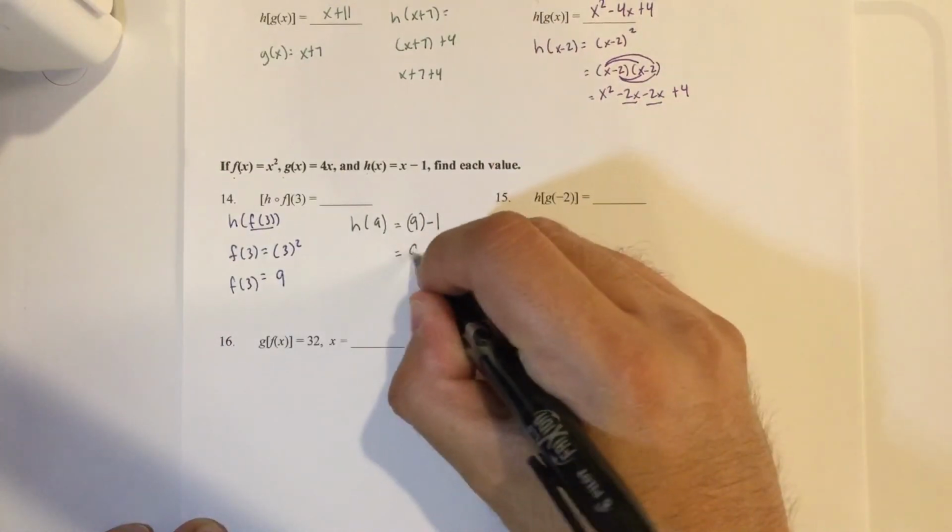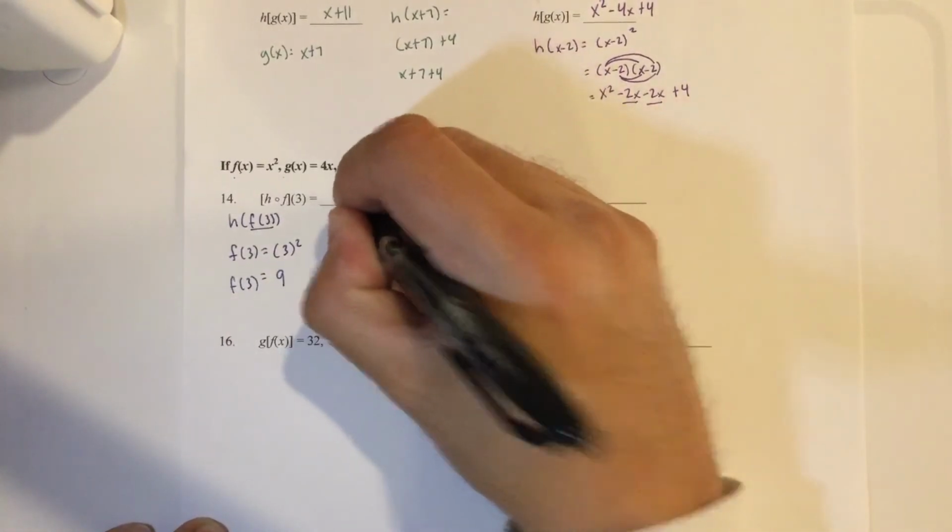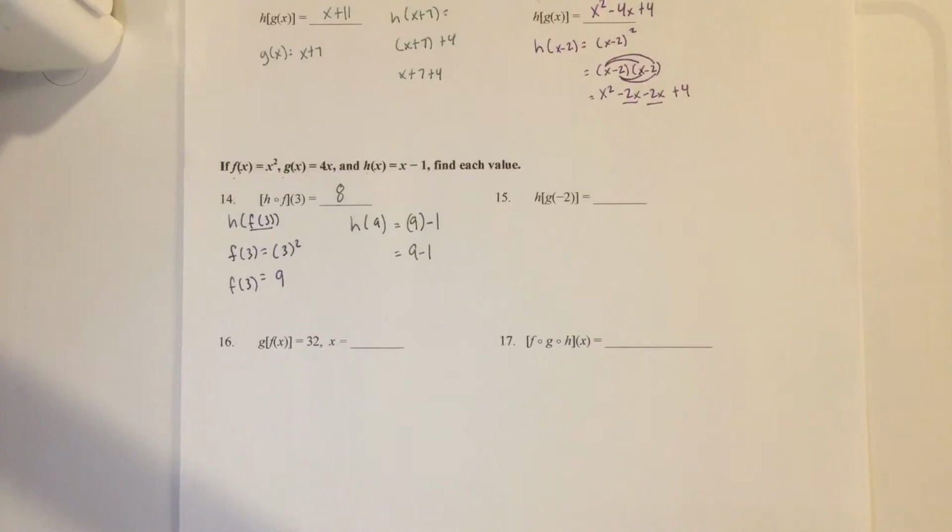Parentheses aren't necessary, so 9 minus 1, which is 8. All right, on to the next one.